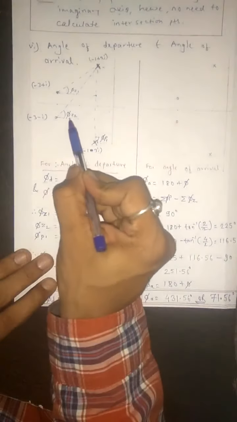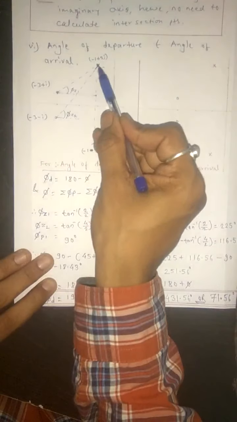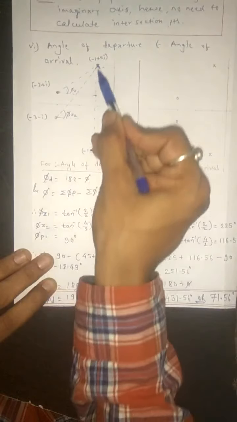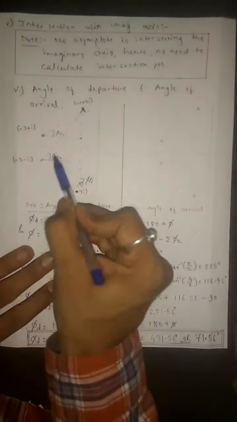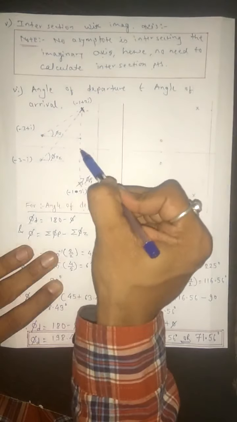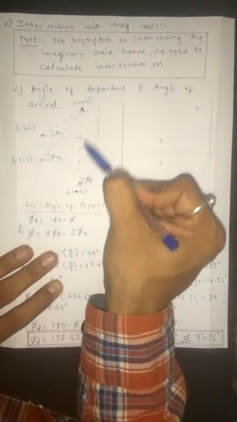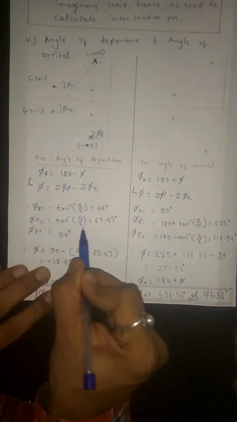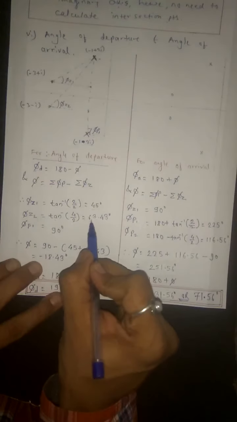Then phi z2. For phi z2, consider this triangle. For this angle, tan inverse of opposite by adjacent. So here the opposite is, look here, this is completely 3, this is 1, so the complete height is 4. The adjacent is, sorry, 2. From this position it is a 3, so it is a 2. So phi z2 is tan inverse 4 by 2, or simply 2, equal to 63.43 degree. You can calculate this by calculator.